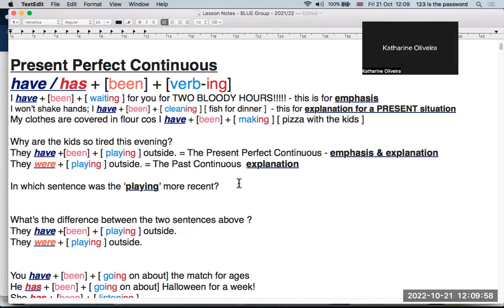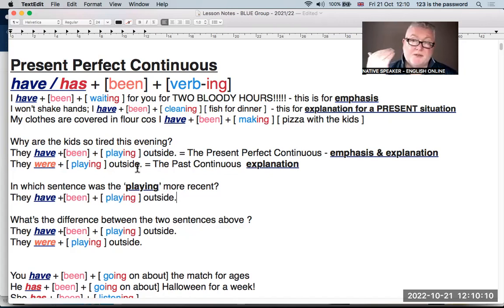Have been. Yes, Katerina? They have been. Yes. This one. In this one, it was further in the past. How much further? I don't know. That's in your head. So they have been playing outside. That means more recent. So what we're saying here is sometimes if you were giving an explanation for a current situation right now, sometimes the present continuous is okay, and you could really use the past continuous as well.